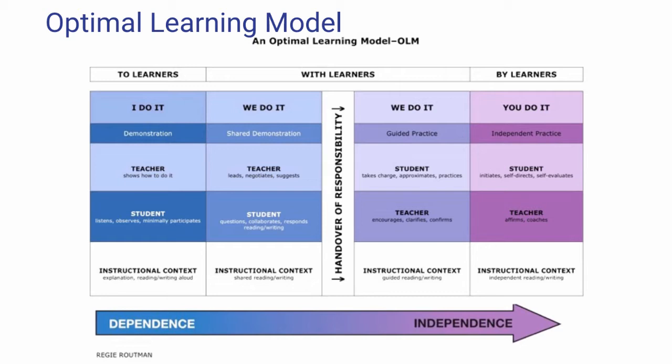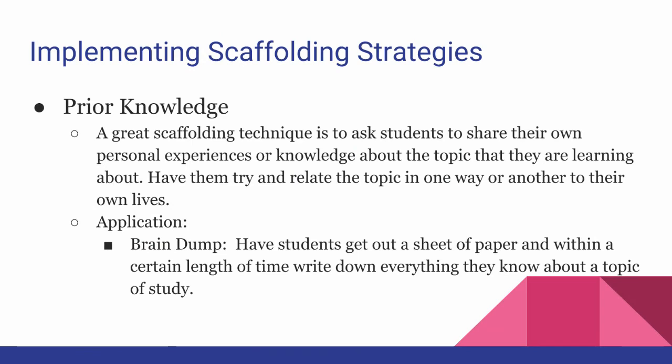The optimal spot takes place when you hand things over to students in guided practice, where they are the ones doing the bulk of the work, and then your role as the teacher becomes to help clarify, confirm, and support students as they are working. And then those scaffolds may carry over to independent practice, but hopefully as students are working through that guided range, you're able to start removing those scaffolds. Let's talk about how we implement scaffolding strategies.